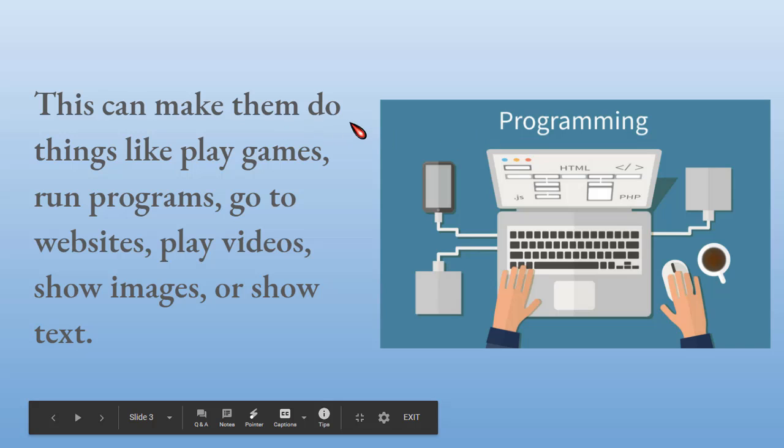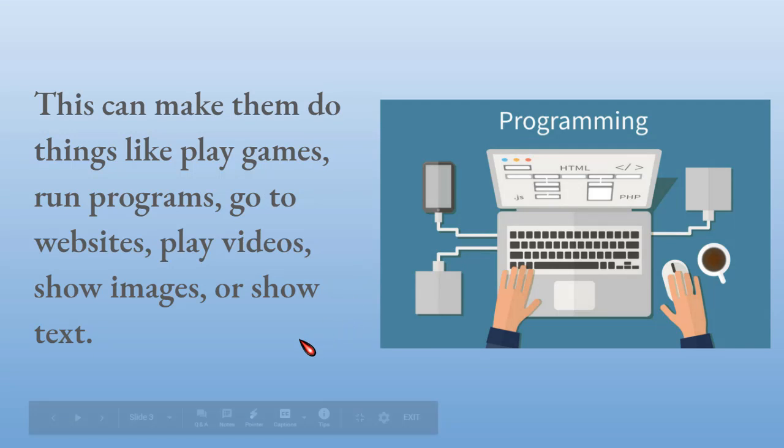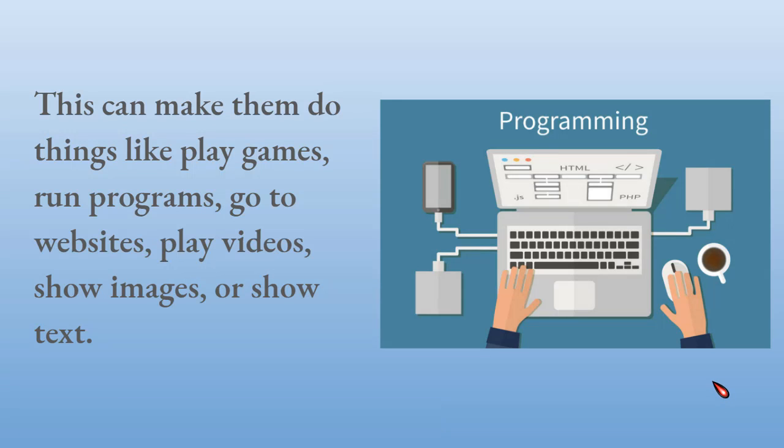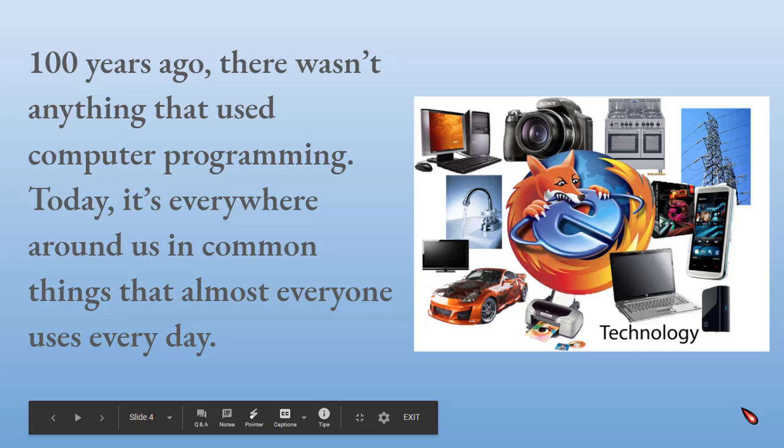Now, this can make them do all types of things like play games, run programs, go to websites, play videos, show images, or show text. And those are just a few of the things. They can do many, many more. If you look around you right now, I bet you have a computer or device that you're using. I bet you can see a clock somewhere. I bet you can see another electronic somewhere, like a TV, or even sometimes smart devices in refrigerators, toaster ovens, lights, thermostats. Almost anything like that has to be programmed by someone who's a computer scientist, who knows about computer programming and knows how to write code.